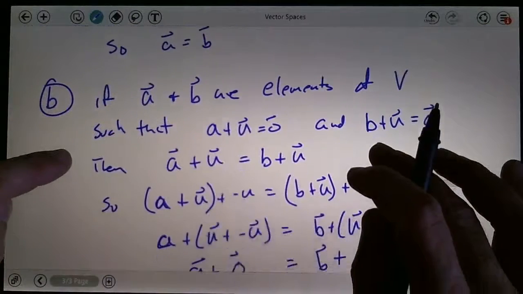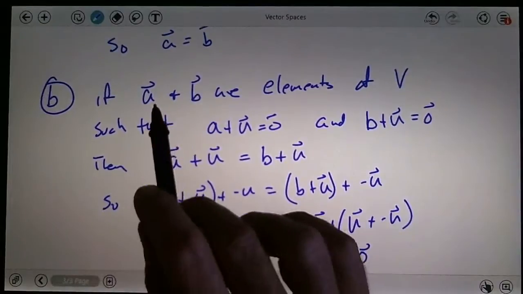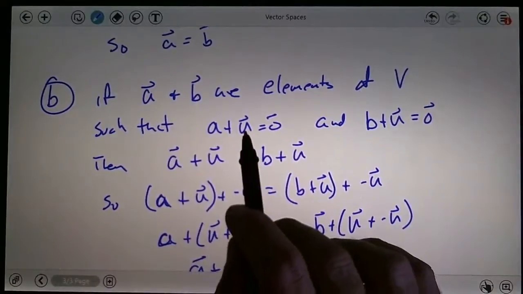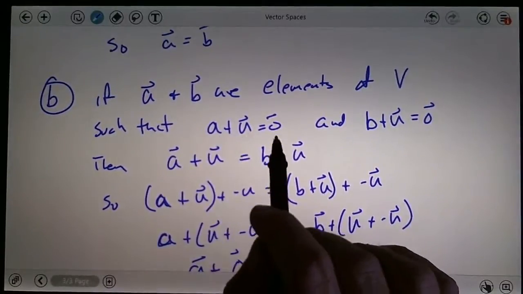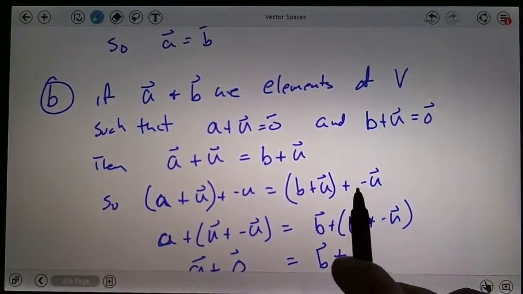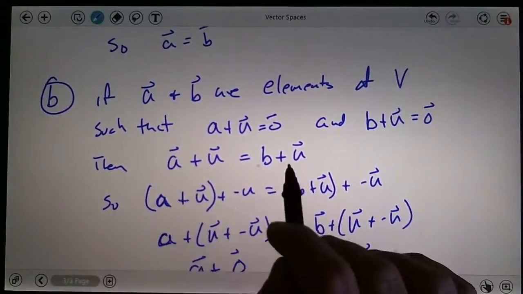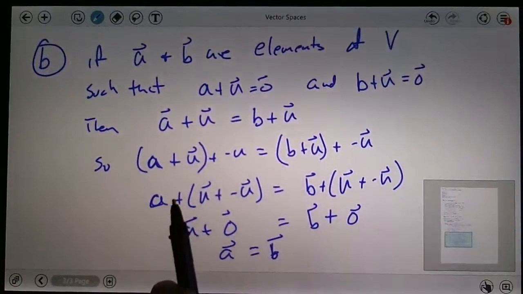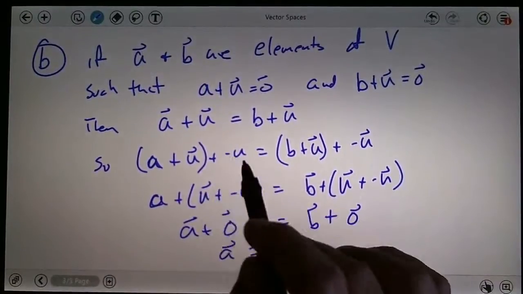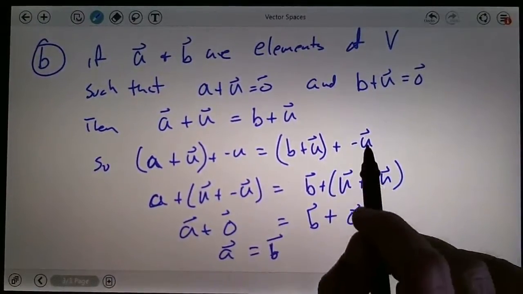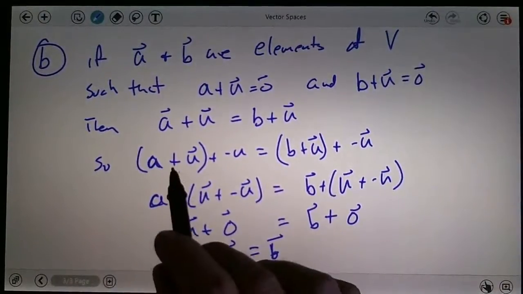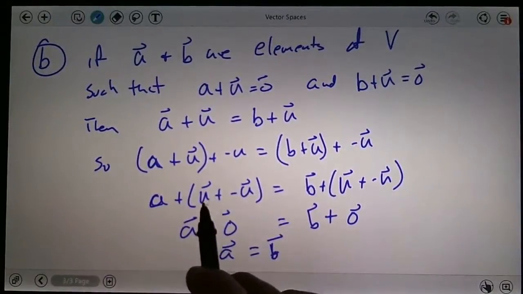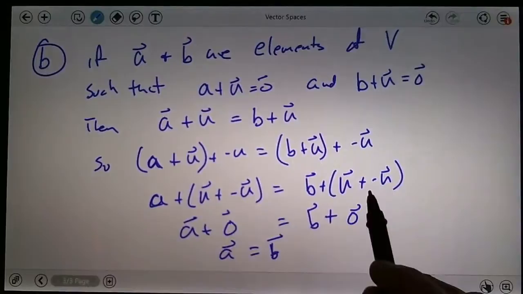Okay, now for the second part, let's suppose I've got two vectors that both think they're the additive inverse of this particular vector u. So a plus u is equal to 0 and b plus u is equal to 0. Okay? So I know that a plus u is equal to b plus u because, well, they're both equal to the 0 element. Now, u has an additive inverse. There is a negative u. And so let me add that to both sides. Do a little regrouping here using the associative property. That is axiom 3.